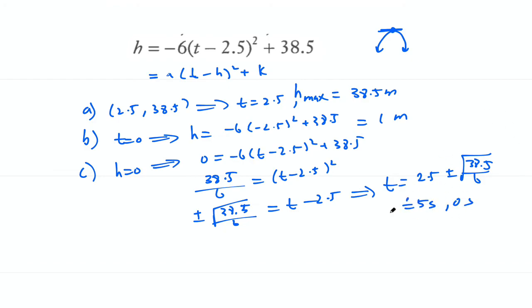You get these two values, but we know that at 0 seconds is when the batter hit the baseball, so we can't use this one. So 5 seconds is what it took for the ball to hit the ground.